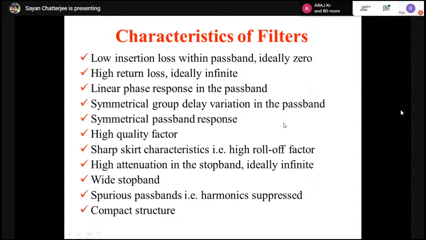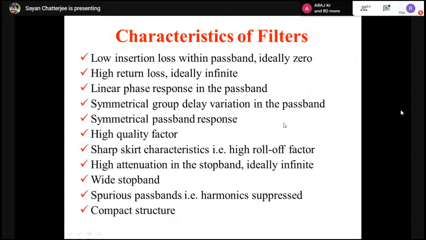So the insertion loss should be very low. Return loss, that means it should not reflect anything back to the ports, so it should have very high return loss. Then, as I have said already, the phase response should be linear. That means the group delay is minimum, and the beauty is that, ideally, it does not have any phase distortions.